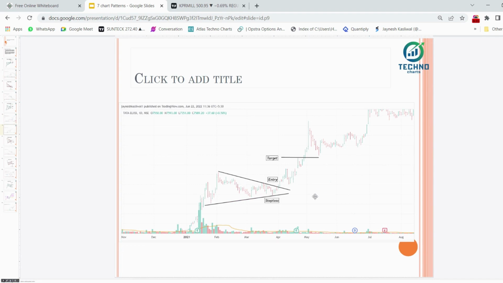This is the second example, of Tata Elxsi, where our entry would be taken on the breakout of the candle, and the stop loss in this case would be smaller. So the bigger the contraction, or the tighter the contraction, the smaller the SL would be, and hence you can take a trade with a bigger quantity in that scenario.